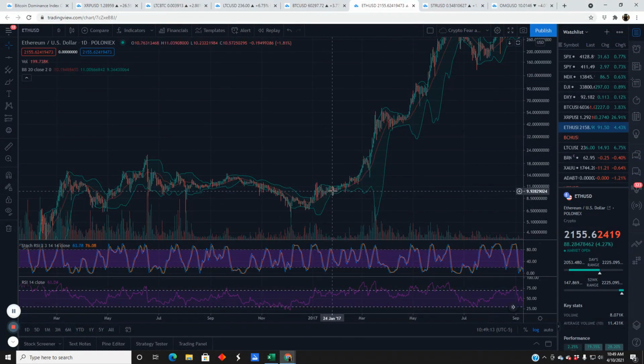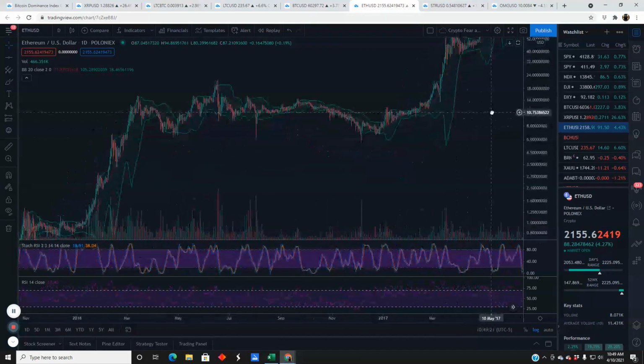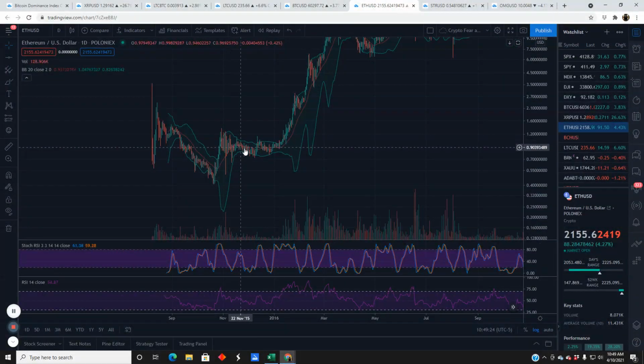Same thing happened here, stayed above that median line, pinched, mouth started opening, and then we pinched again, started opening, pinched again, started opening. Consolidation range here, stayed above the median line, mouth started opening, both mouths.